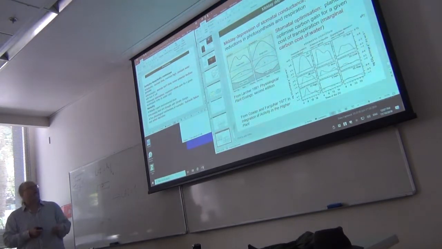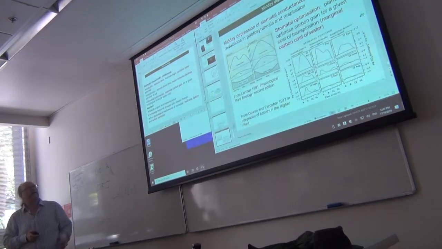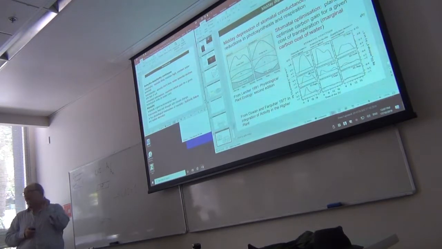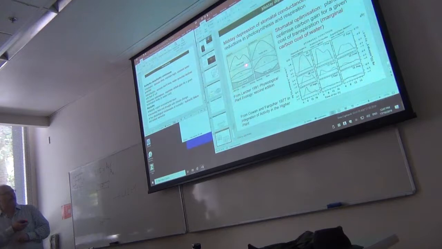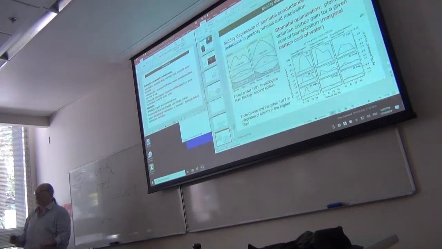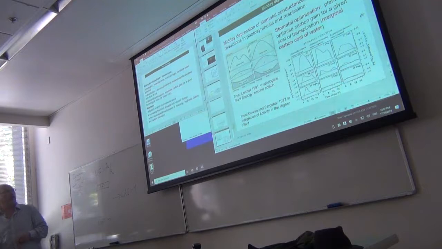This is also related to midday depression of stomatal conductance. So midday depression is really common in plants which experience stress, particularly isohydric plants, because remember, the isohydric plants will close their stomata at midday as they start to experience high vapor pressure deficit and low soil water content.